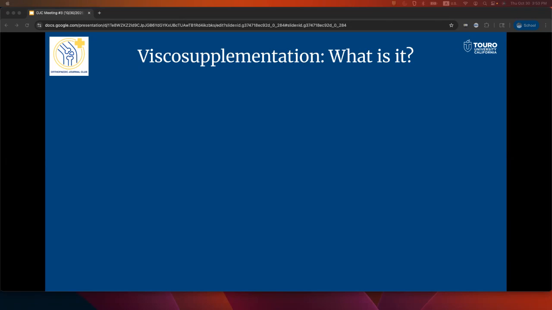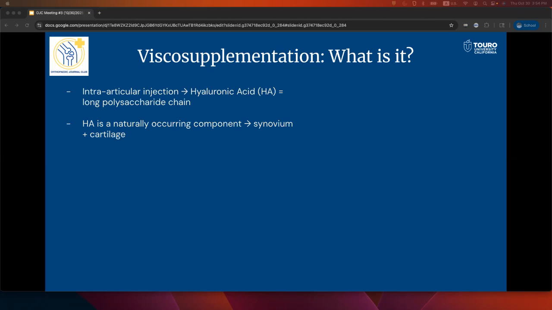So now we're just going to talk a little bit about visco, PRP, surgery, and then some cost considerations. So viscosupplementation, what is it? It's an intra-articular injection that stands for hyaluronic acid, right? And hyaluronic acid is a long polysaccharide chain, and it is already naturally occurring in our joints. I'm just going to abbreviate it HA so I don't have to keep saying hyaluronic acid every time. So HA is a naturally occurring component both in the synovium and the cartilage.